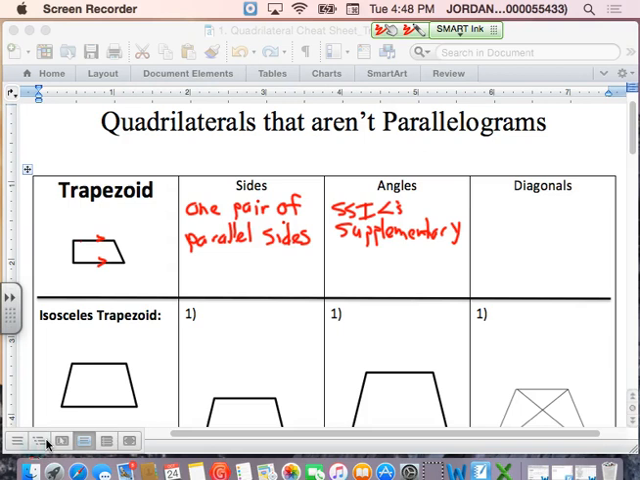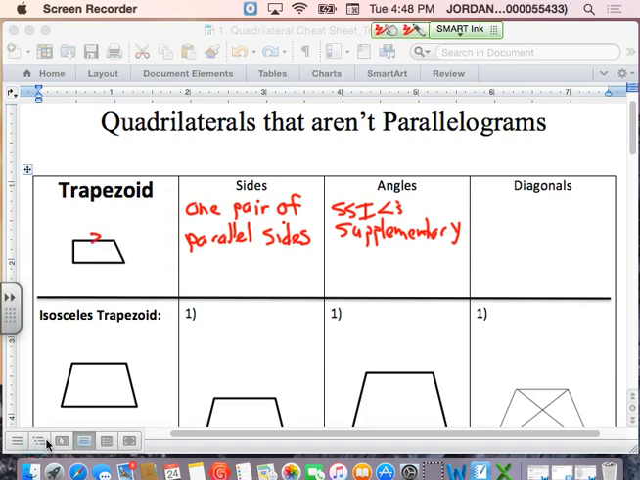So this angle and this angle are going to be supplementary. They're going to add up to 180. And then also, this angle and this angle are supplementary, okay? But you cannot say that these two are supplementary and that these two are supplementary. That's not true, all right? It's only the two on either side.